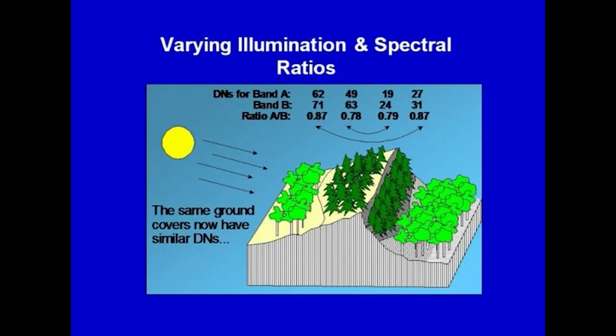By undertaking the process of division or ratioing, what we find is that this variation in the brightness is now normalized, or we can say it is removed. So, what we find is that now the values for the two cover types shown in this particular slide are more or less equal to each other, and thereby we now have similar brightness values for the same ground cover.